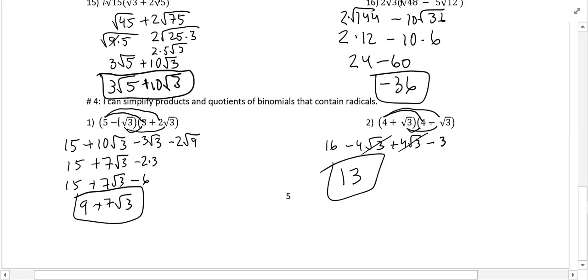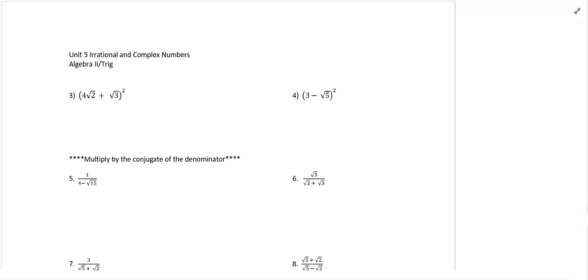And if you noticed on these two, they were the same numbers, except one was positive and one was negative. So that's why your middle term canceled out there. Okay, let's go ahead and go to the next page.